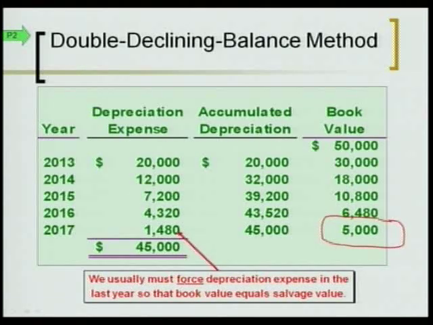equal to the estimated salvage value that we set up. If it was 0, it'd be 0, but in this case it was 5,000. But you're not just going to keep depreciating things until they have negative book values, right? So sometimes we have to force that depreciation expense in the last year.